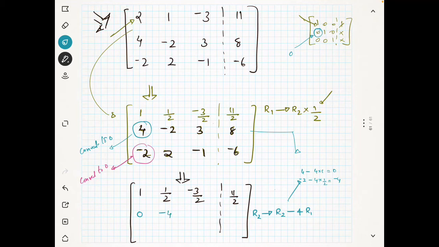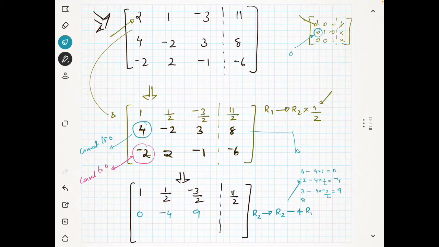Now the next is 3 minus 4 times minus 3 by 2. This becomes how much? For this, it is 2, and this becomes 9, right? So this becomes 9.